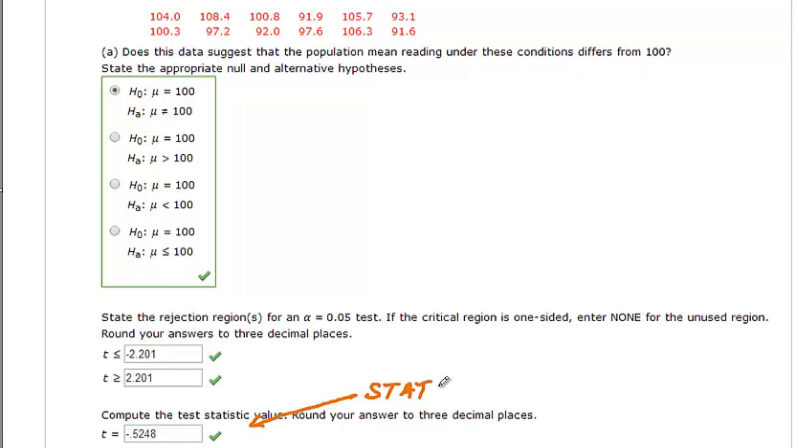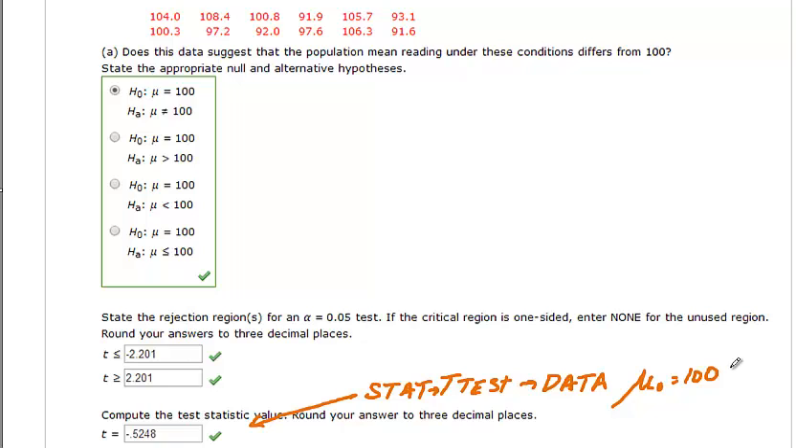So I'm going to go to stat, and I'm going to go to t-test. In t-test, I'm not going to hit stats like I normally do. I'm going to use the data, because I've entered that data into the list, and that data is going to calculate all the appropriate variables that I need for that. The only thing that I need to put in there is that my mu naught is, for this one, 100. They gave that to me in the problem.